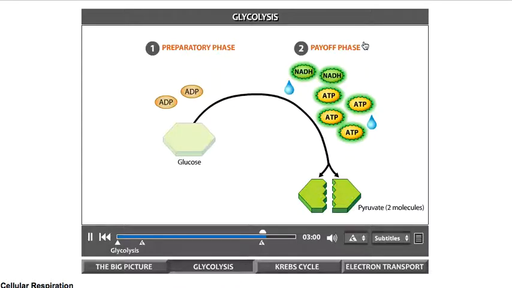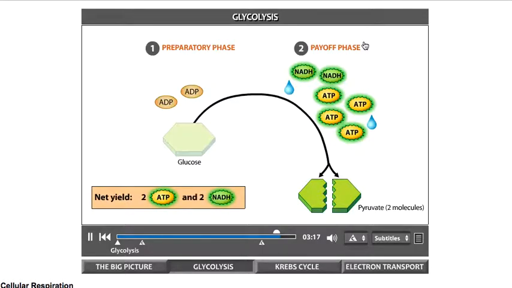Glycolysis results in the production of two NADH and four ATP molecules. However, two ATP molecules were originally invested, represented by the two remaining ADP molecules. So glycolysis nets two ATP and two NADH molecules per molecule of glucose.